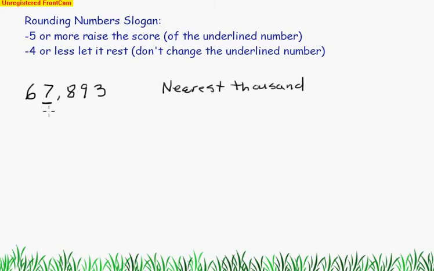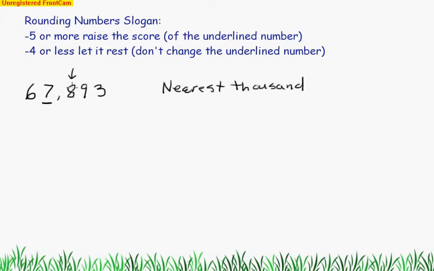Step two, look at the number just to the right of the number you're rounding to. I like to put an arrow over it actually. So you place your arrow over it and then you move over to this rounding slogan that we talked about earlier. And in this slogan it says, 5 or more raise the score of the underlined number. So here's the underlined number, and I'm looking at the number where the arrow is placed over it, and I'm going to say the slogan.